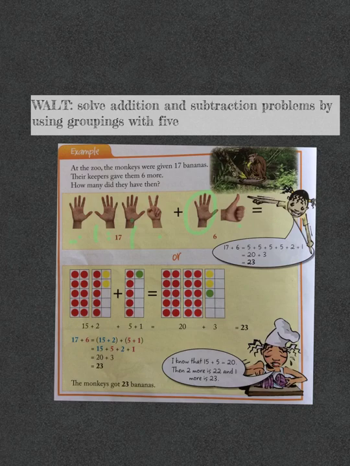Or we can do it using number boards. So we've got 15 plus 2, 5 plus 1 equals 20. So we've got our 15 plus our 5 is 20, plus our 2 plus our 1, which is then here, equals 23. And we can show that in this form here as well. So 17 plus 6 equals 23.